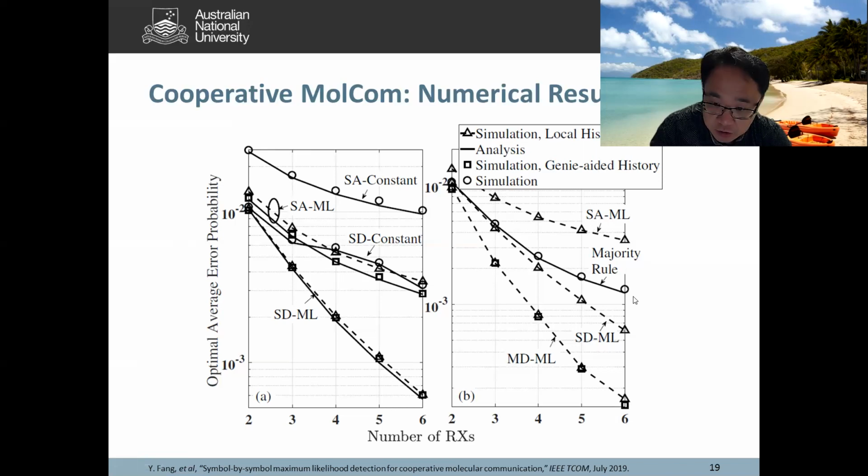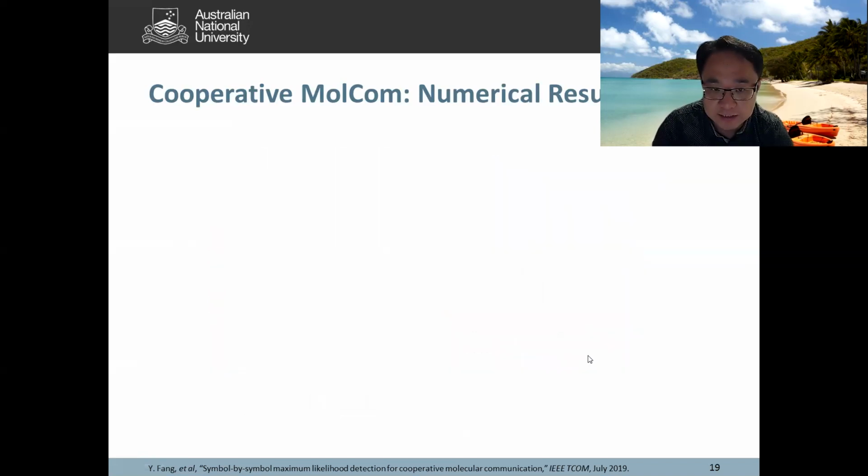But compared to the majority rule that we considered in the previous work, the SAML also achieves a lower requirement, because it only needs amplify-and-forward at the receiver, which is a relaxation compared to the majority rule. At the same time, all the receivers use the same type of molecules. Again, it uses fewer molecules, or it reduces the complexity at the nanomachines compared to the majority rule. So this is what the figure tells us.